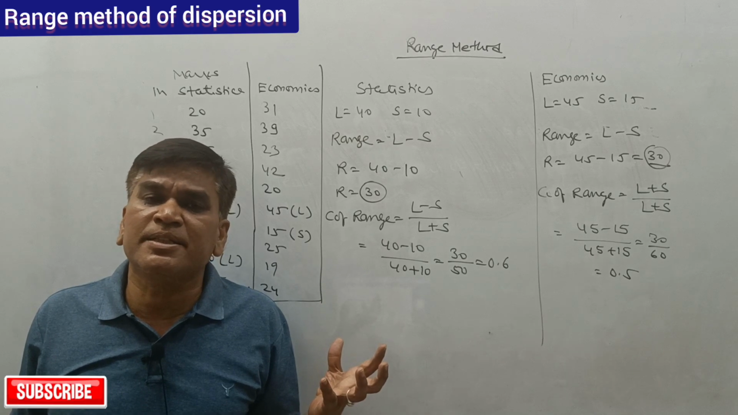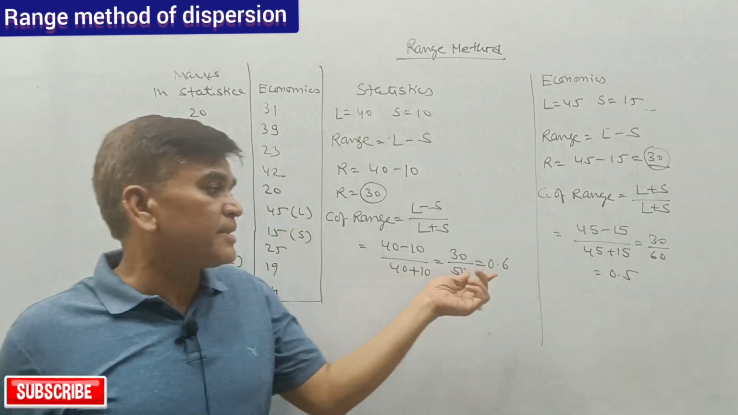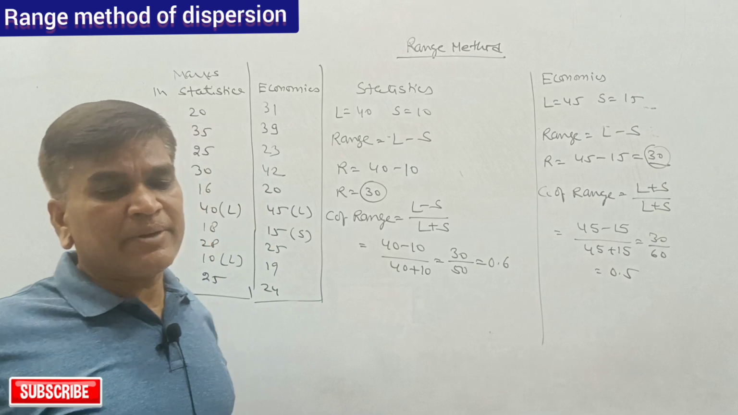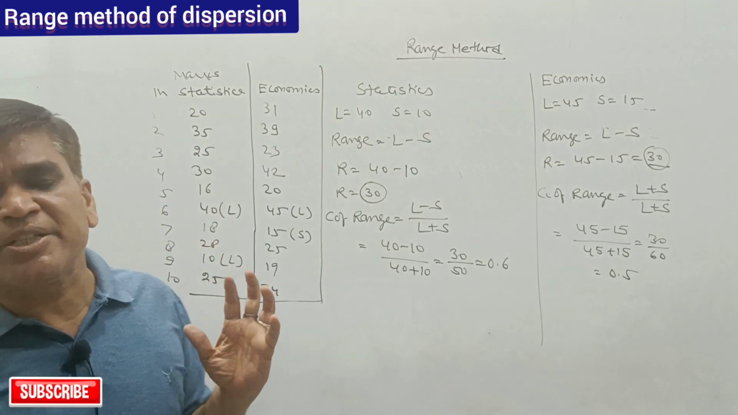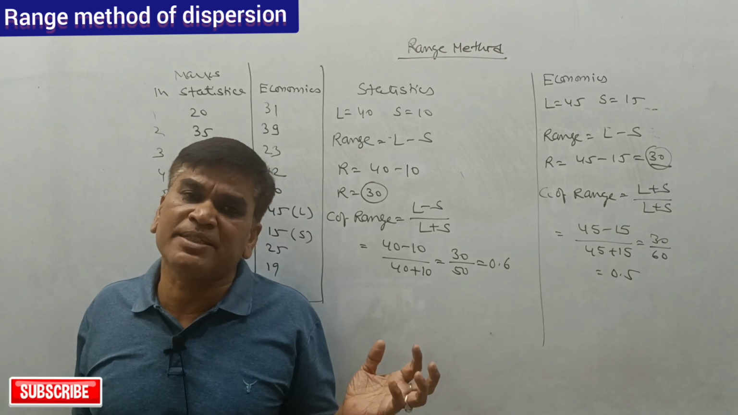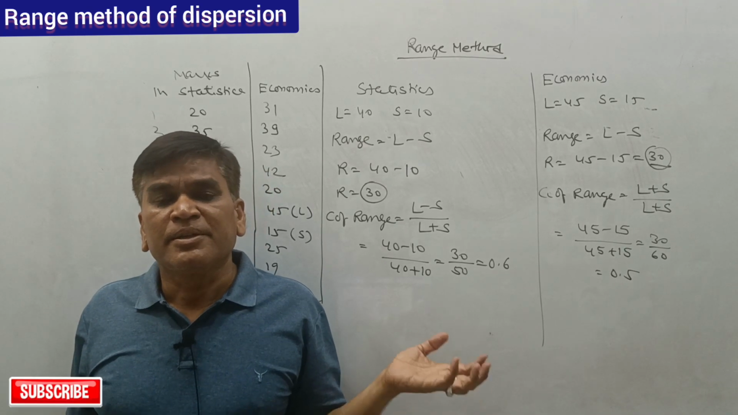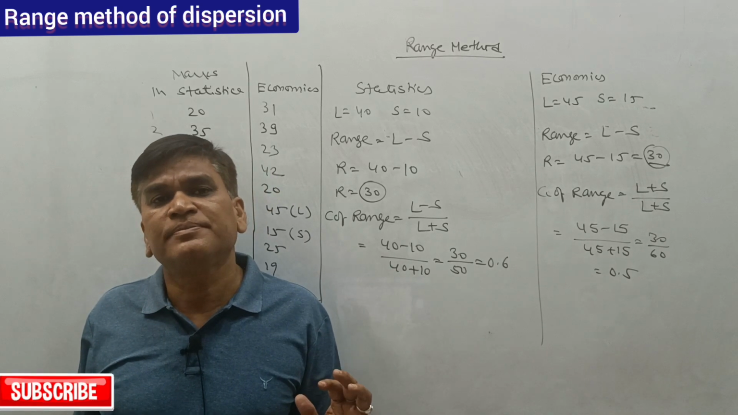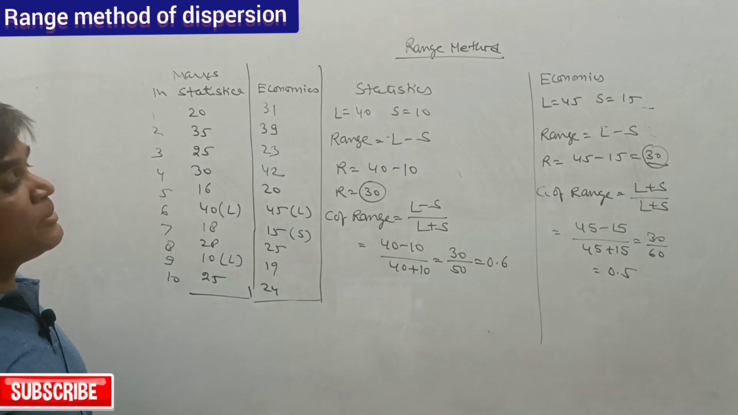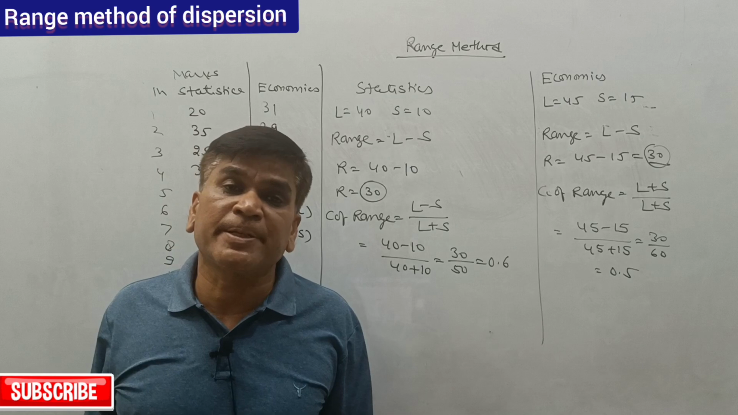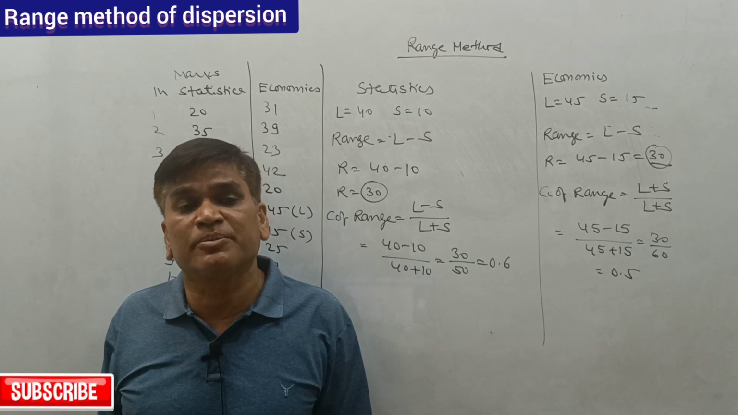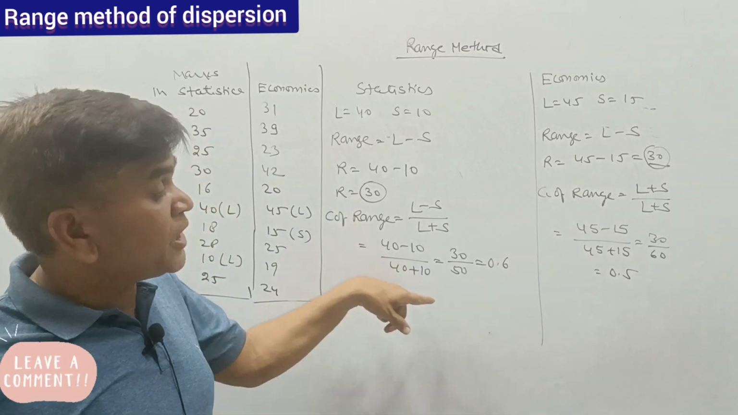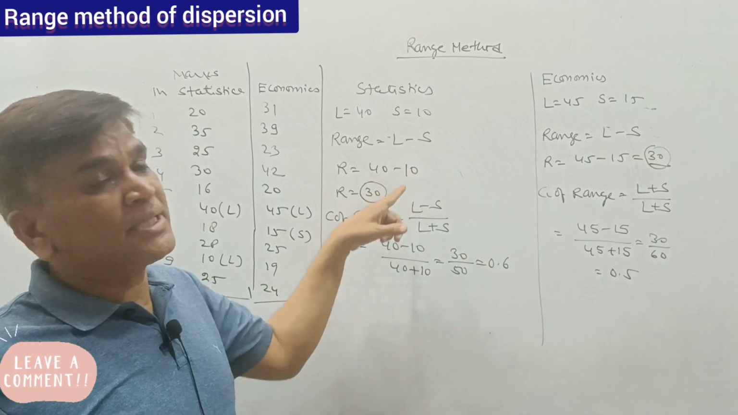But as far as the dispersion is concerned, in statistics the dispersion value is higher than the dispersion value in economics. So that's why I was saying that the range method is very easy to calculate. First we take the largest value and the smallest value. Then to calculate the range, we have largest minus smallest. Second, we calculate the coefficient of range to compare both of the series. The coefficient of range is a relative measure of dispersion, which is a unit free measurement, but the range has the unit.